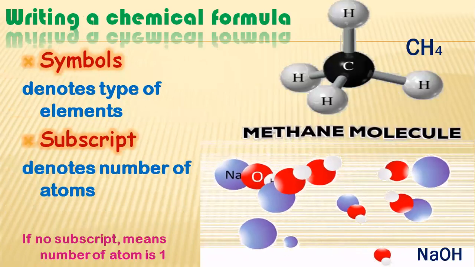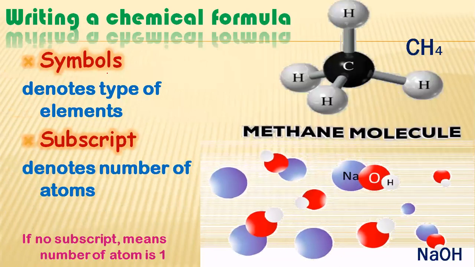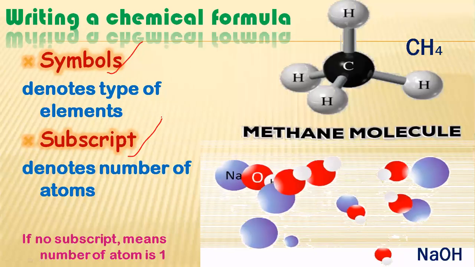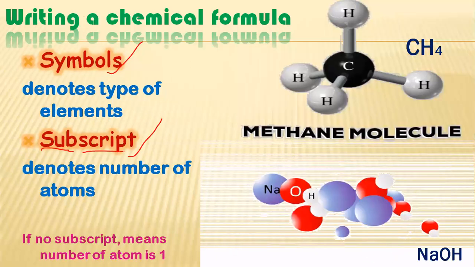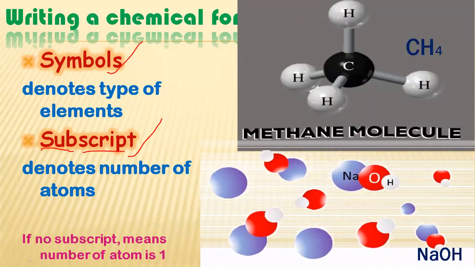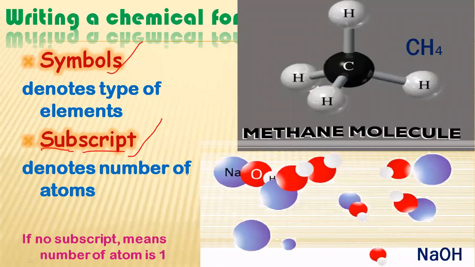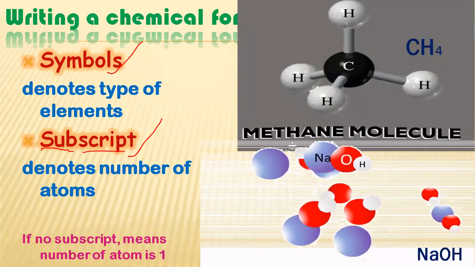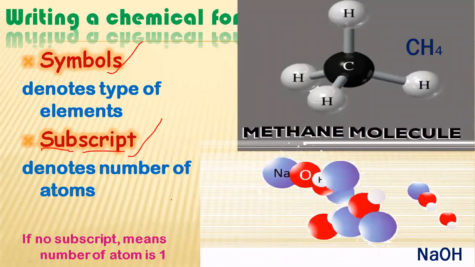Okay, now we'll see how we can write chemical formula. First of all, we have to mention symbols, then we have to put subscript. Sub means down, script means anything to write, like the number has to be written. So symbols denote the type of elements, subscript denotes the number of atoms. If no subscript, then it means the number of atom is 1.